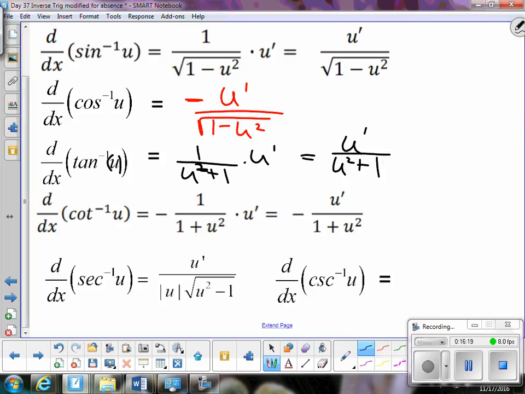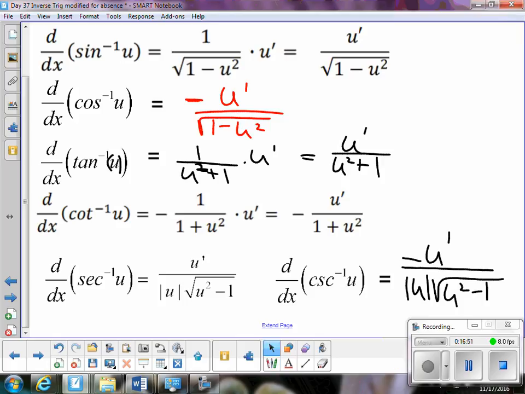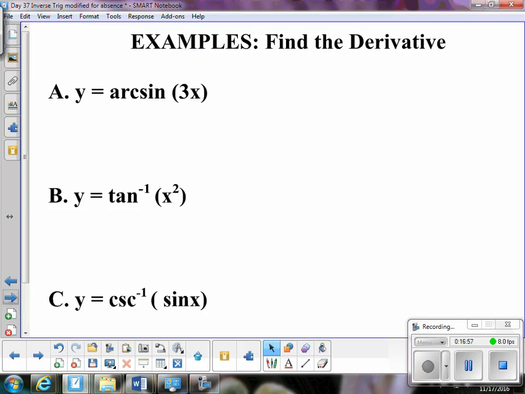Derivative of inverse secant of u, just applying the chain rule. It's just like with the x's, but then we have to multiply by u prime, so we put that up there. And then the last one, derivative of inverse cosecant of u, same thing, but it'll be negative. So it'll be negative u prime over absolute value of u times square root of u squared minus 1. It's time for flashcards. But really, it's only 3 that you have to really memorize.